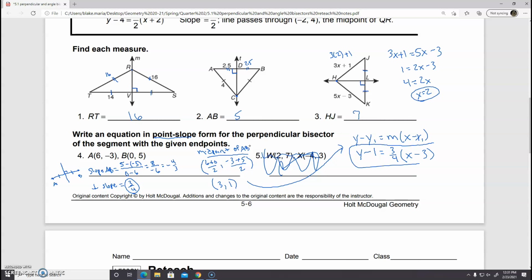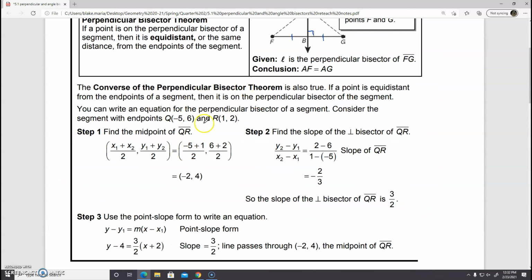So this line right here is the equation of a line in point slope form. That will be the perpendicular bisector of AB. Perpendicular, we got that slope. And bisector, we got that midpoint to make sure that it's going through the midpoint and it's bisecting. If you want another example, they did one for you up here as well. So you do have a second example if you want it.